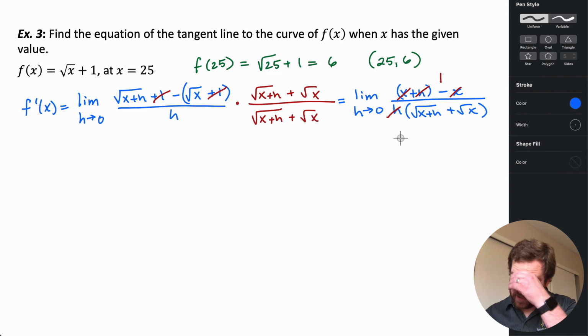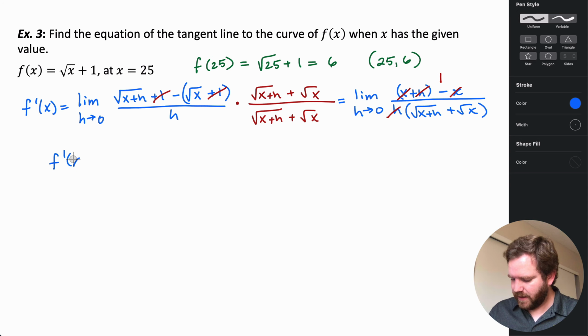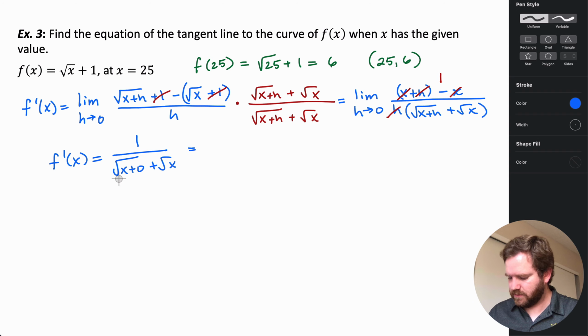And now that means I can evaluate at h equals 0 because I'm not going to get 0 over 0. So if I plug in 0 for this, I get that f prime of x is going to equal 1 over the square root of x plus 0 plus the square root of x, which is just square root of x plus square root of x, or 1 over 2 times the square root of x. So this is my derivative, and I need to find my derivative at x equals 25.